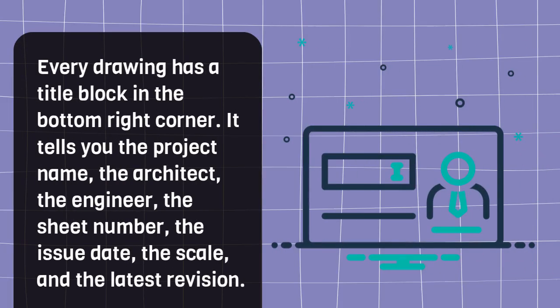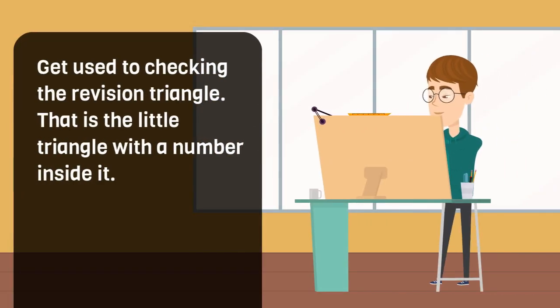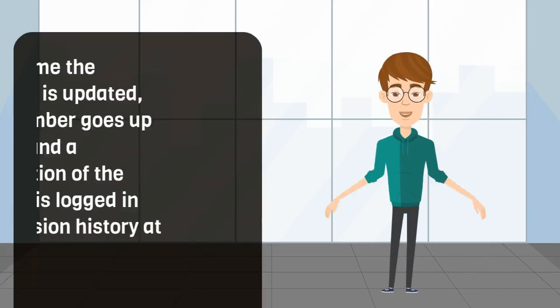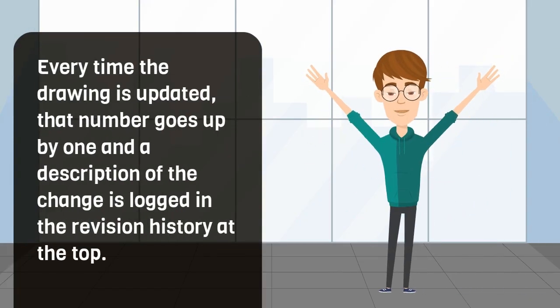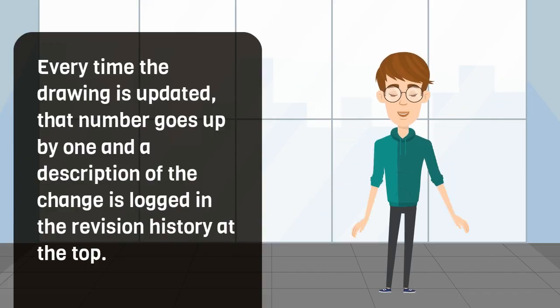Next, the title block. Every drawing has a title block in the bottom right corner. It tells you the project name, the architect, the engineer, the sheet number, the issue date, the scale, and the latest revision. Get used to checking the revision triangle. That is the little triangle with a number inside it. Every time the drawing is updated, that number goes up by 1 and a description of the change is logged in the revision history at the top.